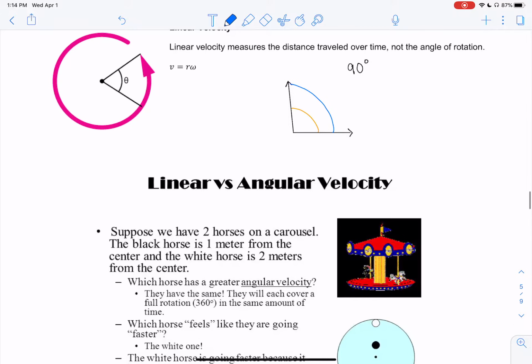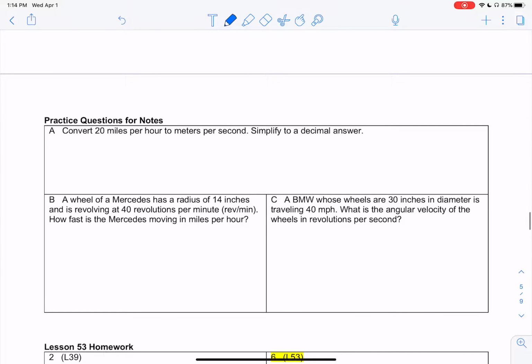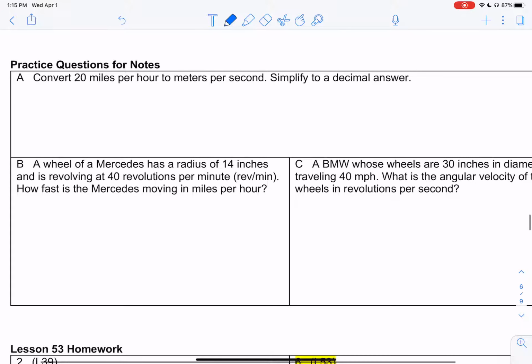Okay, so we're going to go to some of our questions for our notes. And the first one is just reviewing when we convert between different units. We're going to convert 20 miles per hour over to meters per second. I start by writing down the initial rate, which is 20 miles for 1 hour. And I'm going to convert miles over to meters. So that's the first thing I'm going to do.